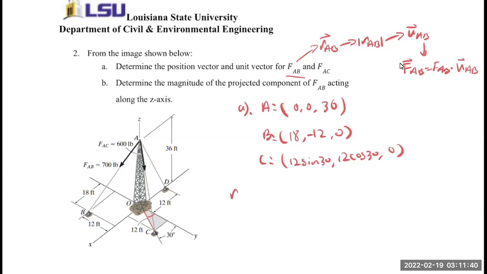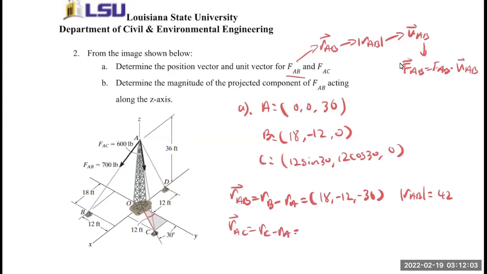Next, we know that the RAB vector equals RB minus RA, which will be 18, negative 12, and negative 36. The magnitude of RAB will be equal to 42. Same thing for RAC: RC minus RA, which will be 12 sine of 30, 12 cosine 30, and 0. The magnitude of that will be equal to 37.95 feet.